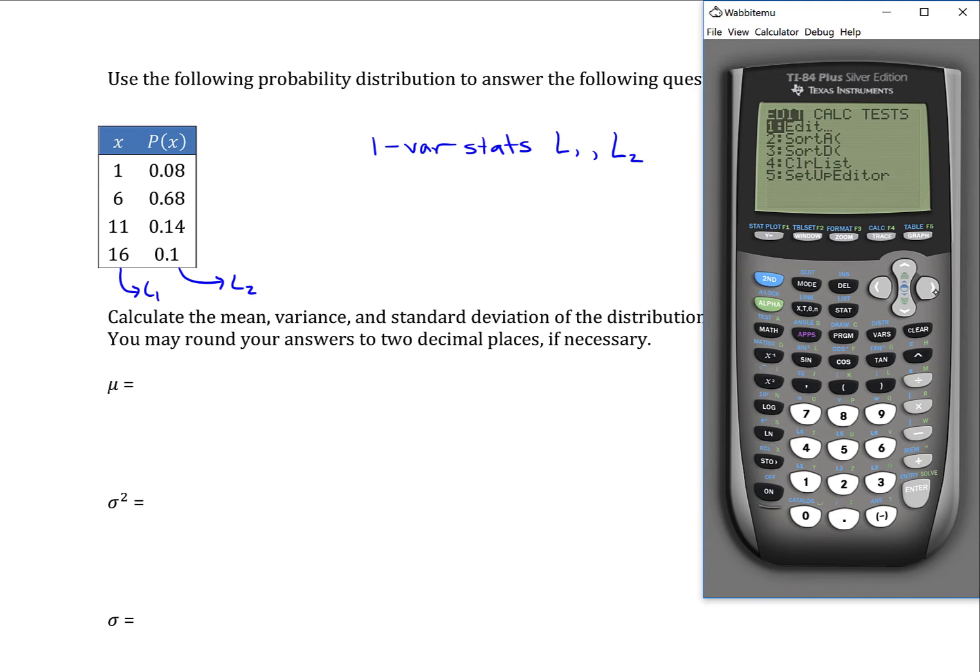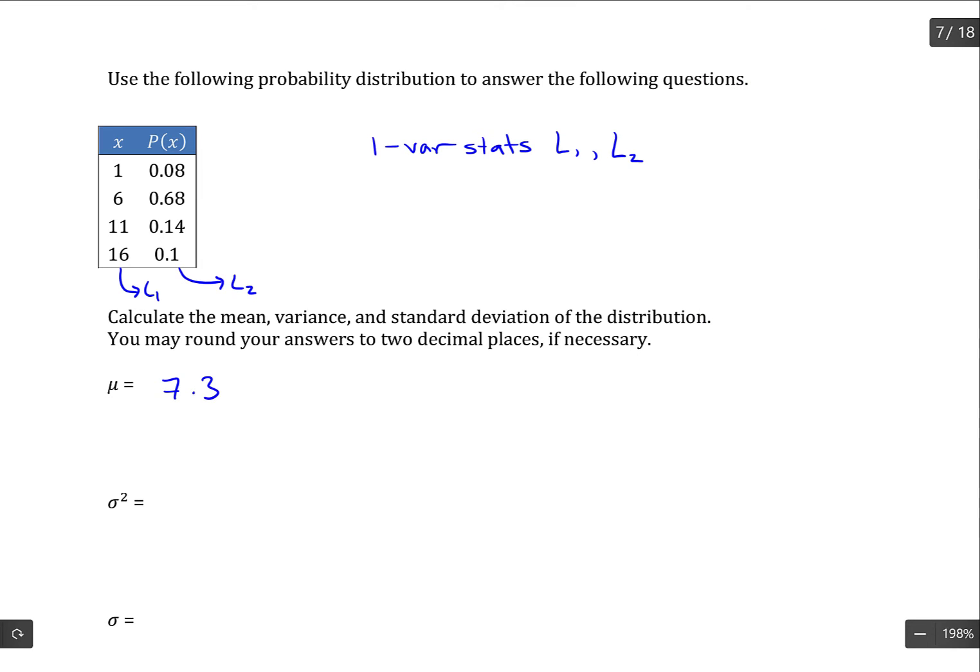Once you're done, call up the function OneVarStats, taking care to give it the inputs of L1, L2 so that it knows to use weighted statistics. And the mean of the distribution, the only thing that's reported is a sample mean, but the calculation between the sample and the population mean is the same. So it's okay to just use that as your answer, 7.3.